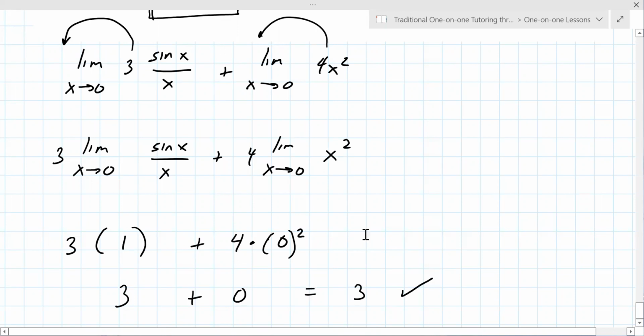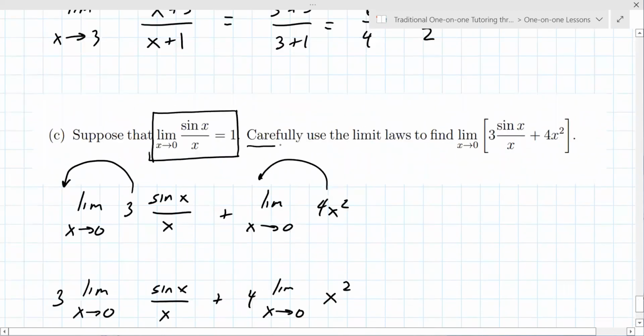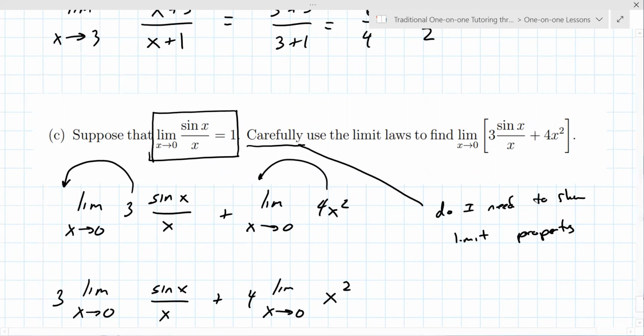Okay. I think it makes sense to ask the instructor though, because this word here, carefully, it implies he's looking for a certain set of steps. I would ask, do I need to show limit properties for each step? He usually posts a video of him answering the practice exam. So I'll find out in a few days, I guess.